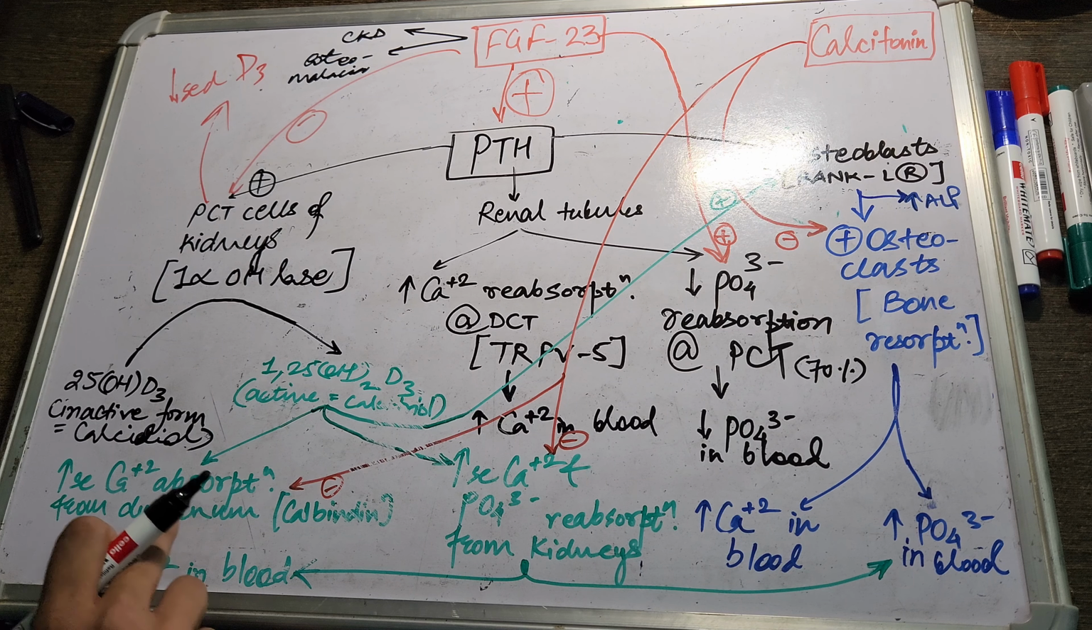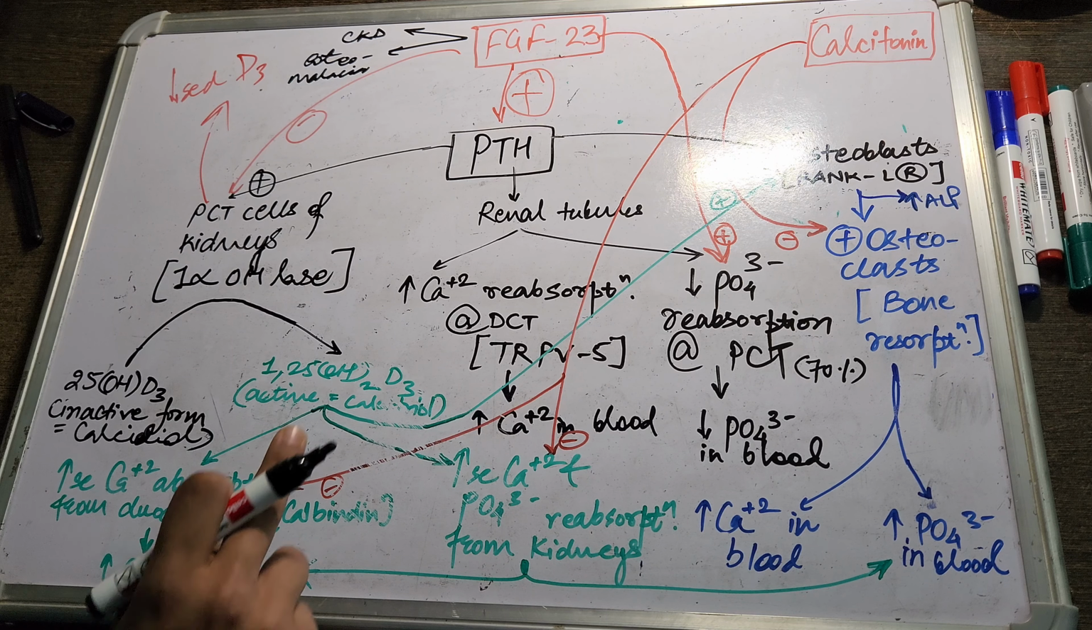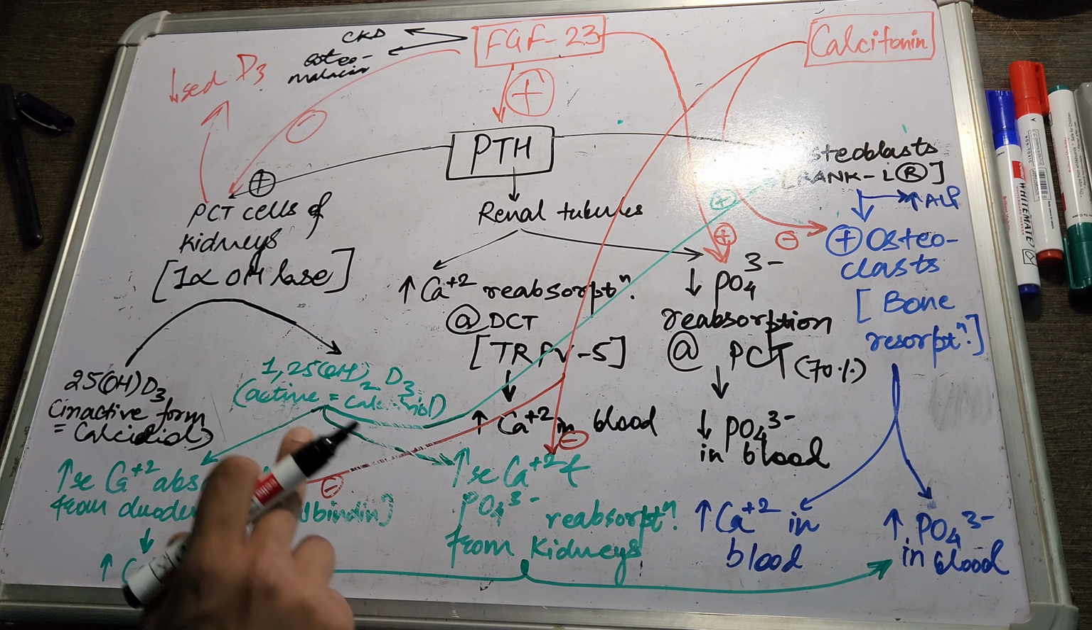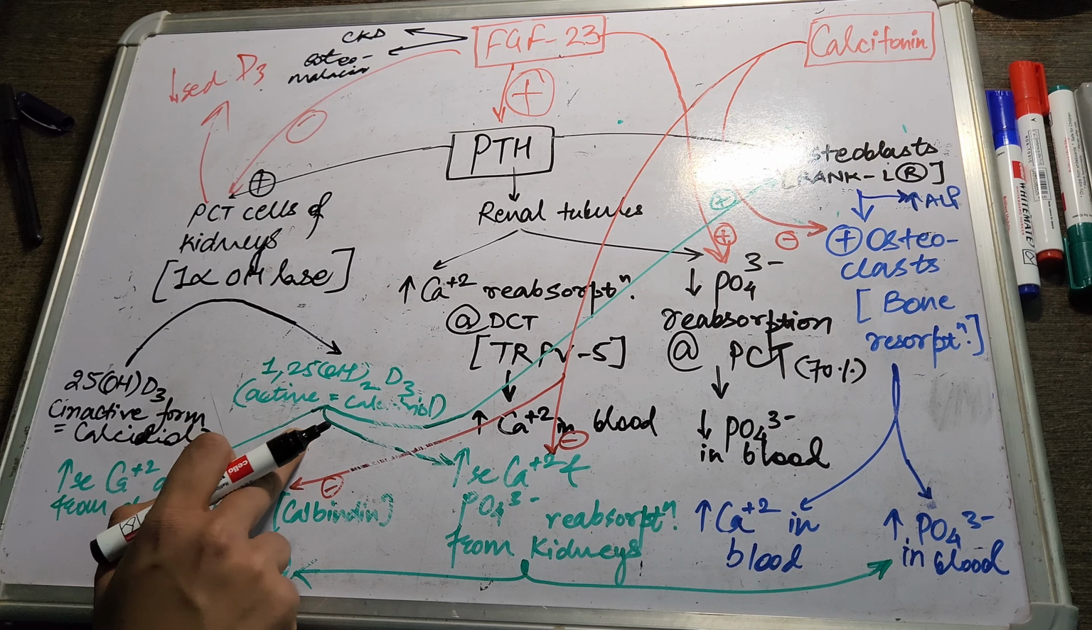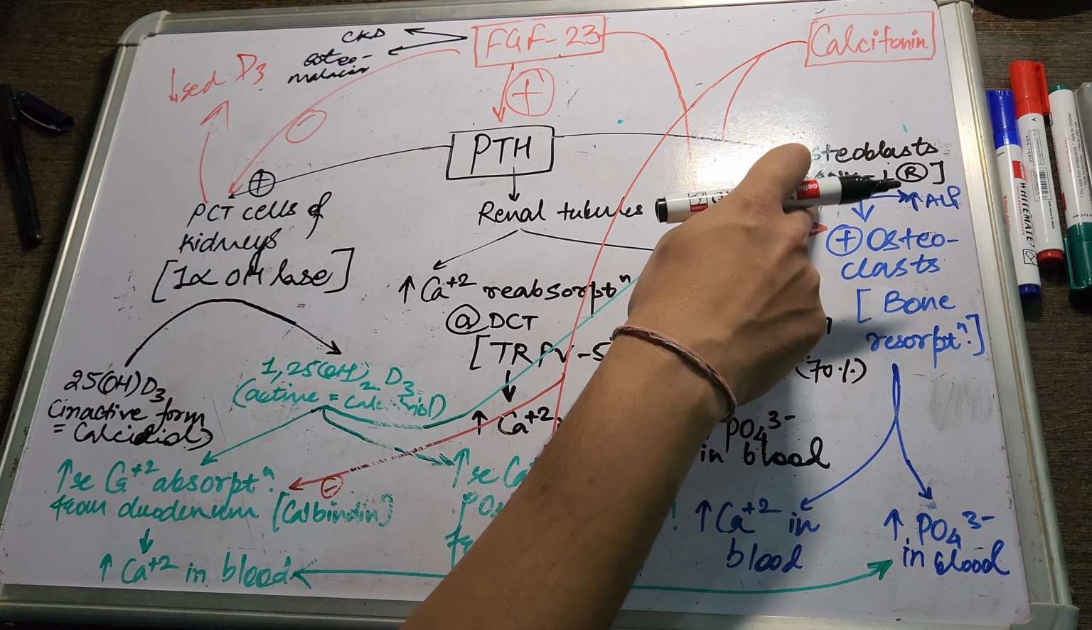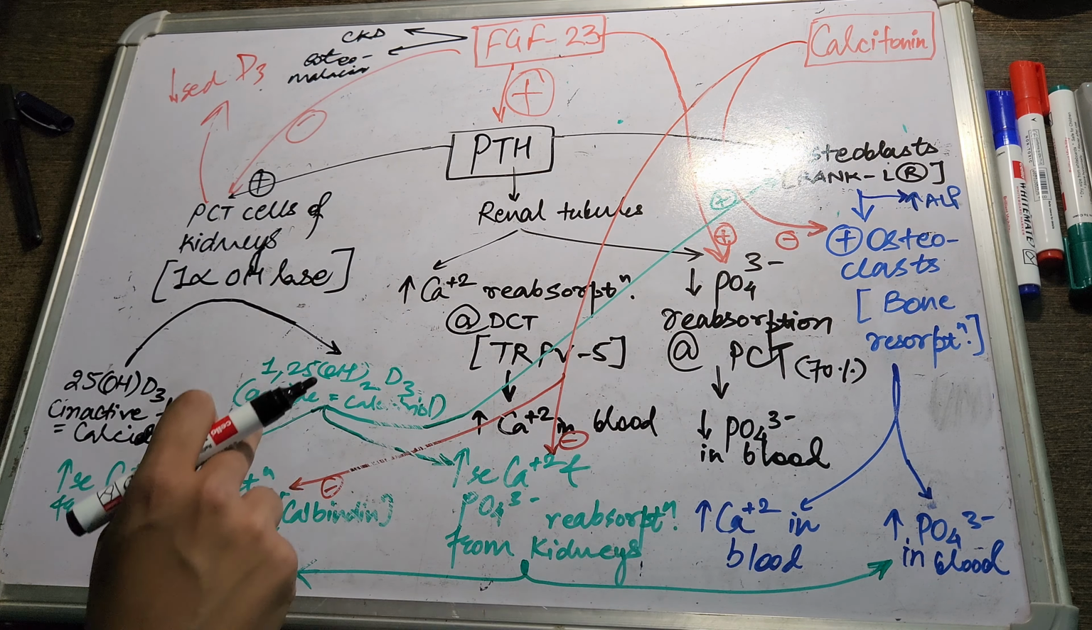Three actions. First action is increasing calcium absorption from duodenum. Second action is it increased calcium and phosphate reabsorption from kidney. And third action of vitamin D3 is it activates the osteoblast cells of the bone, that is bone forming cells. So vitamin D3 helps in bone formation. So the first action of PTH is activation of vitamin D3.